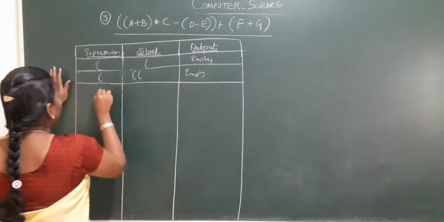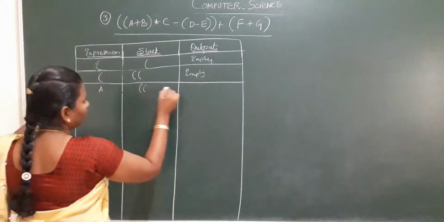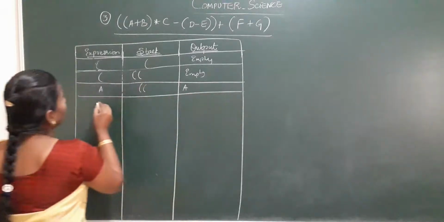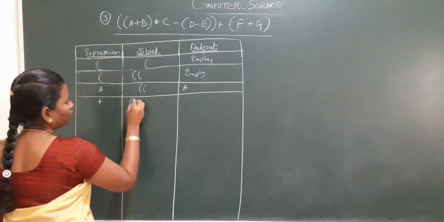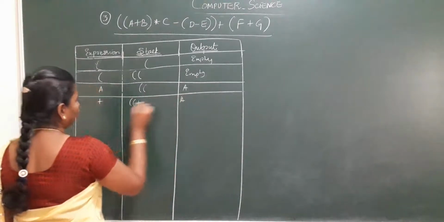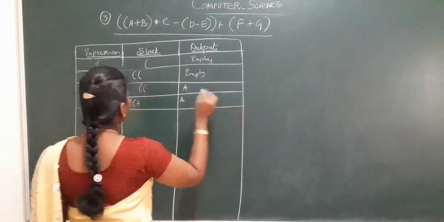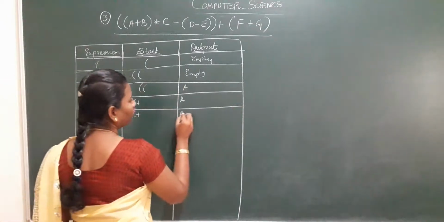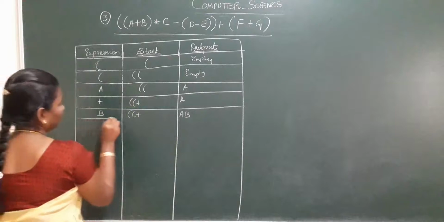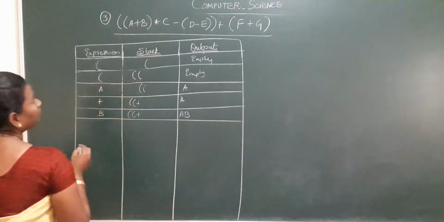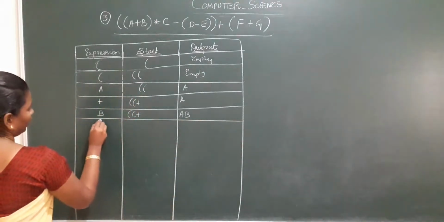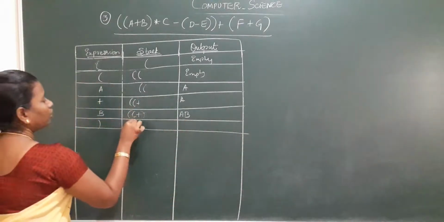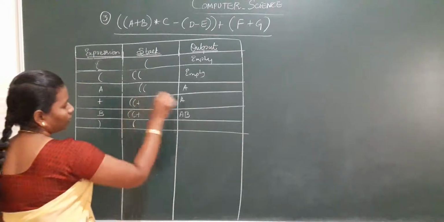Next I have A. So if I have A, this will be as it is. Now A will go to your output. Okay. Next I have plus. So plus will go to your stack. Output will be A. Next I have B. Where will B go? B will go to your output. Again next I have closing bracket. So when our closing bracket comes, this opening and closing will get cancelled. Only one bracket will be there. So plus will be popped out.